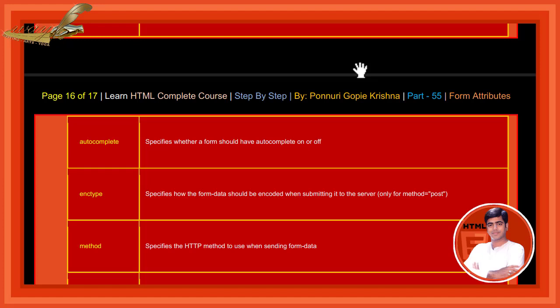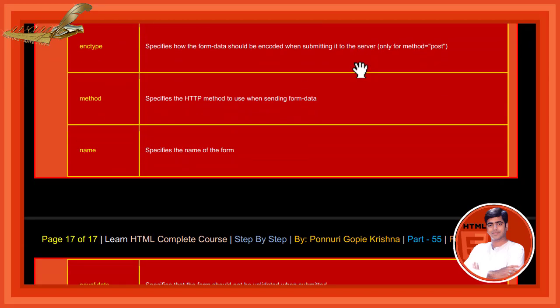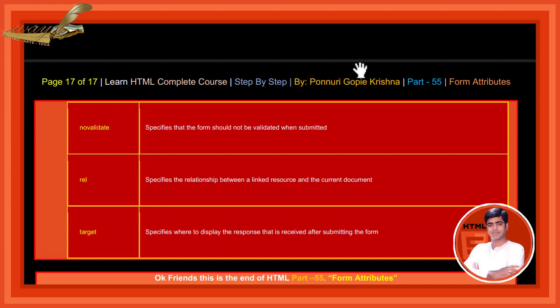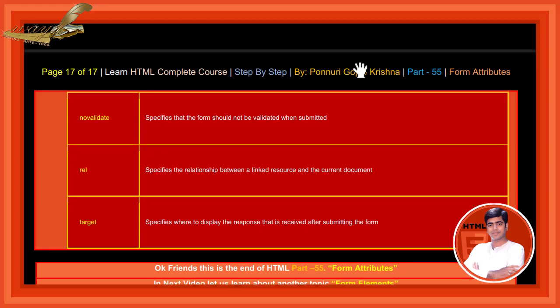Method. Specifies the HTTP method to use when sending form data. Name. Specifies the name of the form. Novalidate. Specifies that the form should not be validated when submitted. Rel. Specifies the relationship between a linked resource and the current document. Target. Specifies where to display the response that is received after submitting the form.